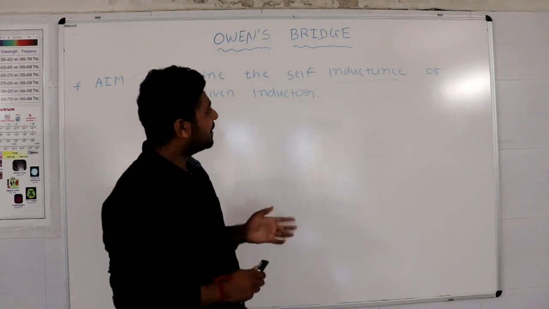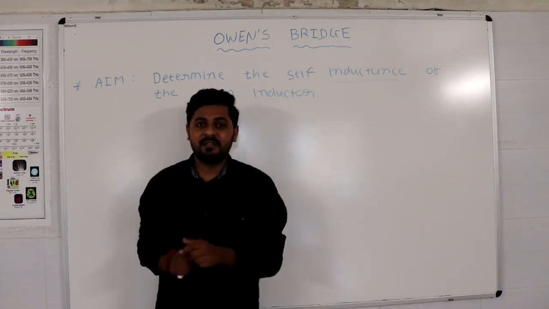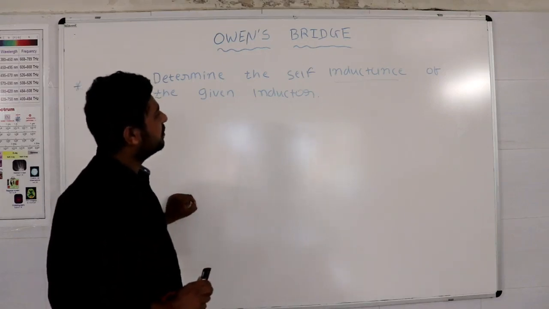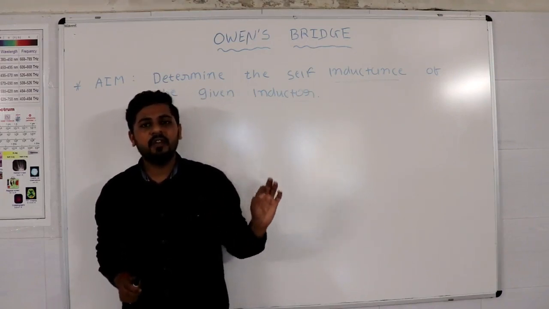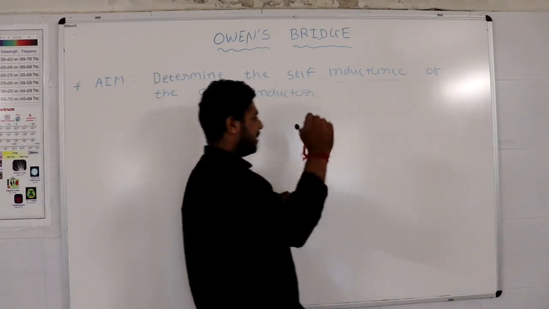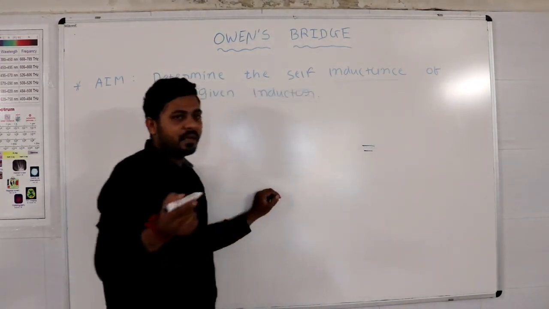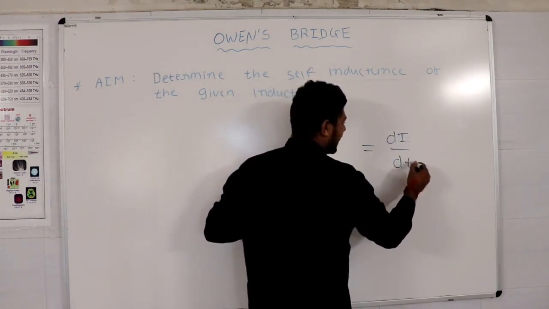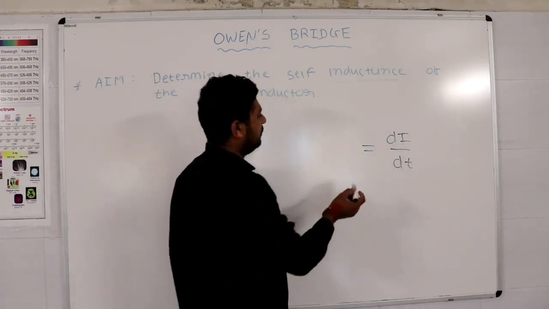So for that, let us revise the basics about inductors. So basically, what is inductance? I will give you the definition of inductance: the ability of an inductor to give you EMF by changing a current. So let us derive an equation. When I give a current, that means it's a di with respect to time.